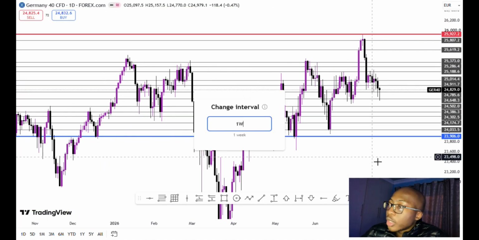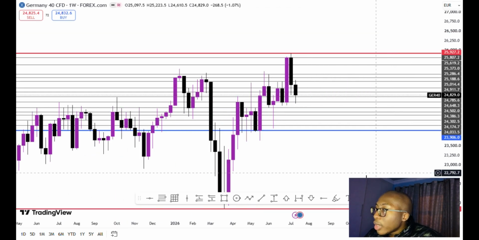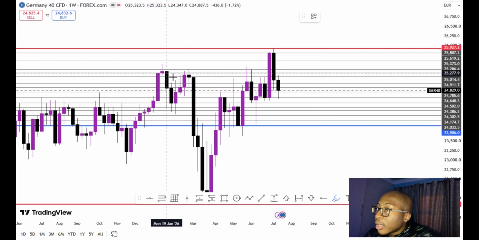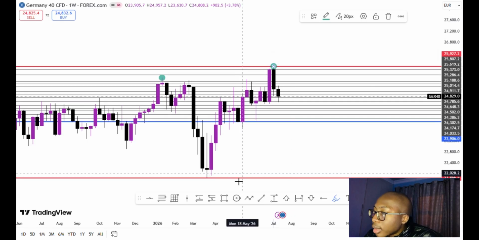Let's go to the weekly. You need to understand something. I always say structure is very important. So we actually have this swing high there. This is the swing high, that is a new swing high, and then this is a swing low.